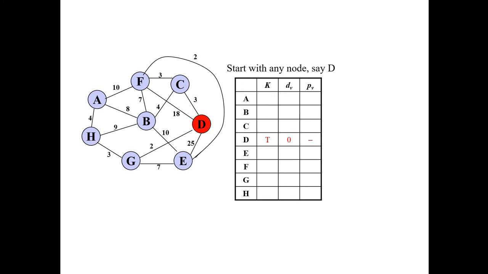Then we will start from one node. D we have taken to start. Then we are filling. What is the distance between D and D? That is 0, and we have filled that in. Then we fill in the distance to the adjacent nodes. The distance between D and E is 25, it is written here. The next adjacent node is C. The distance between D and C is 3, so we have filled this in.